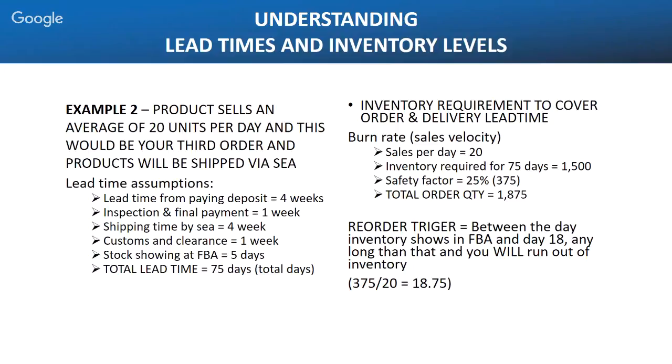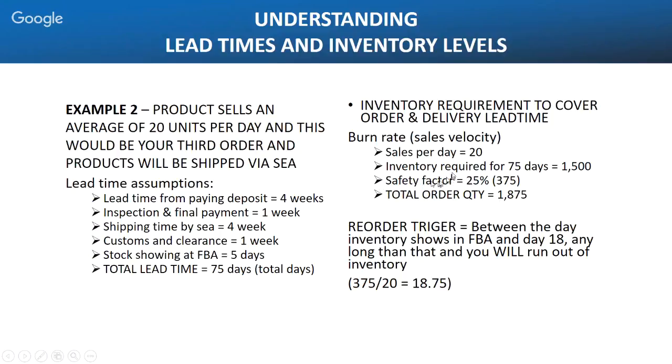Right. Inventory required to cover order and delivery time. Now, the burn rate, velocity, or sales velocity, don't forget burn rate. I'm talking about sales per day. We're now talking about 20 units a day. All right, so we've picked up our sales. Sales are doing nicely. We're going from 5, 10, 15. We're now at 20 units a day. Inventory required for 75 days is 1,500.